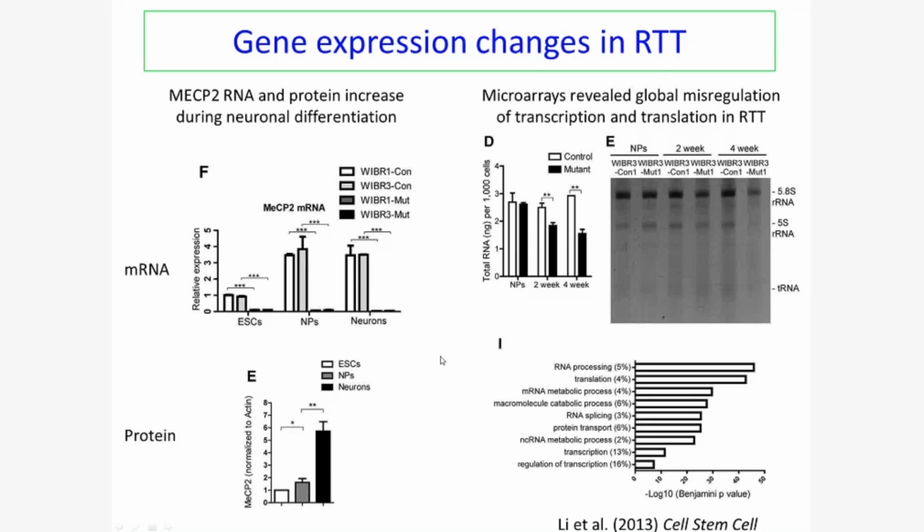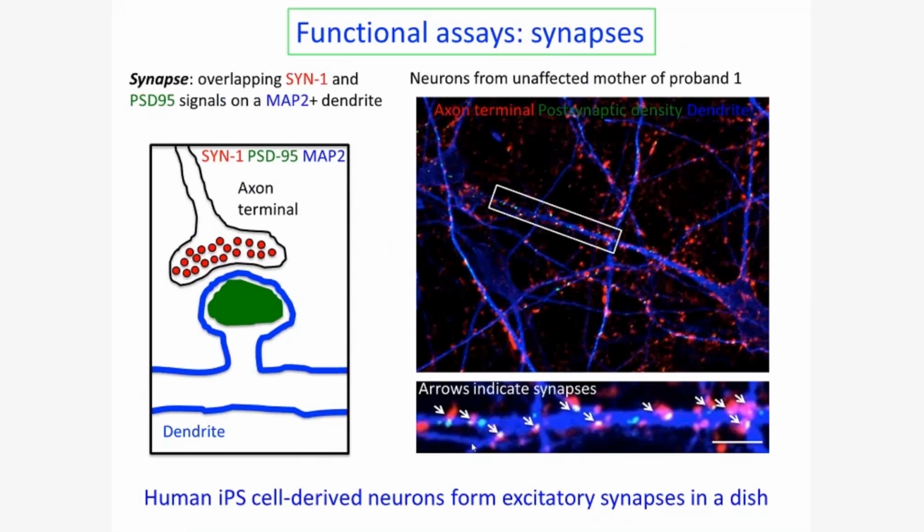But with these controls in mind, what the Jaenisch and Young labs found was a profound alteration of very basic gene expression pathways within these neurons. For example, misregulation of transcriptional regulation, of mRNA processing, and of translation, suggesting that these profound neuronal phenotypes are actually the result of quite profound transcriptional and gene expression dysfunctions. And these types of approaches can also be used to study other neurodevelopmental disorders.